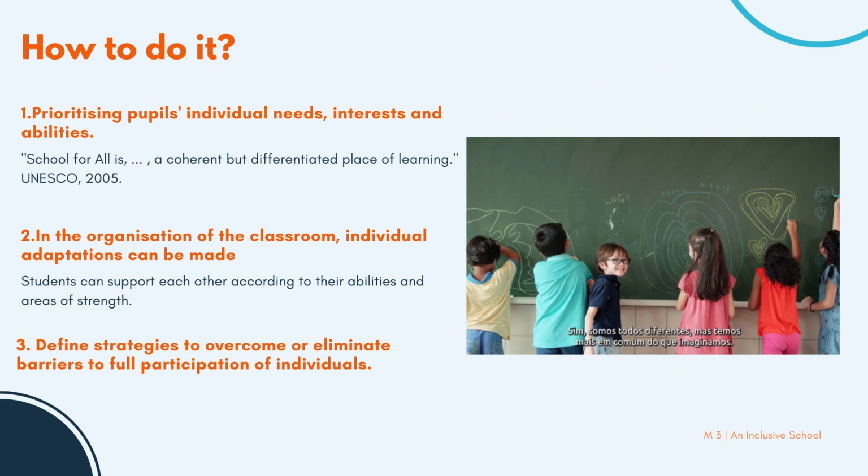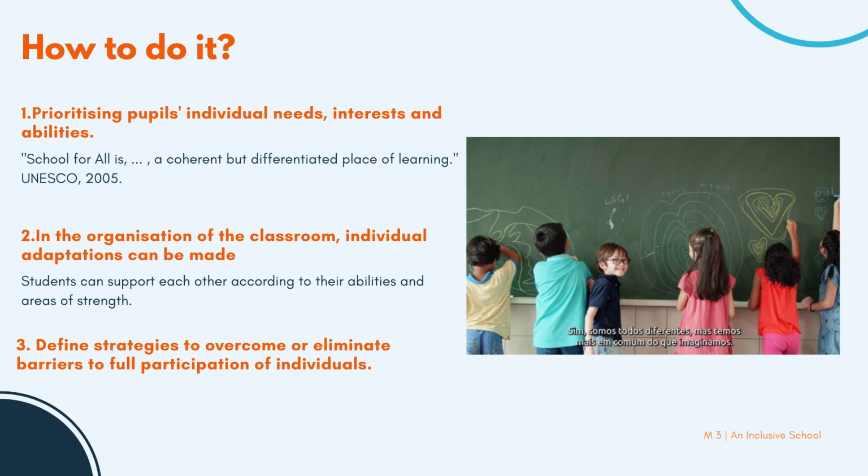For those who don't see these premises for the first time and are wondering, but how to do it, let's go in parts. 1. Prioritizing pupils' individual needs, interests, and abilities. School for All is a coherent but differentiated place of learning. UNESCO 2005. 2. In the organization of the classroom, individual adaptations can be made. In addition, students can support each other according to their abilities and areas of strength. Also, 3. Defining strategies to overcome or eliminate barriers for the full participation of individuals.